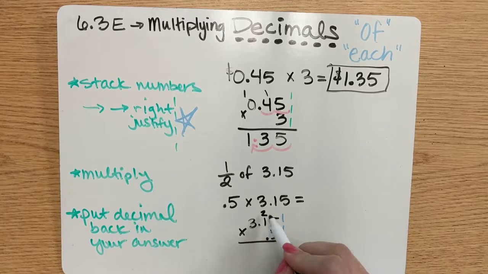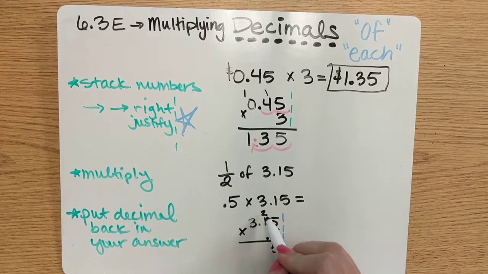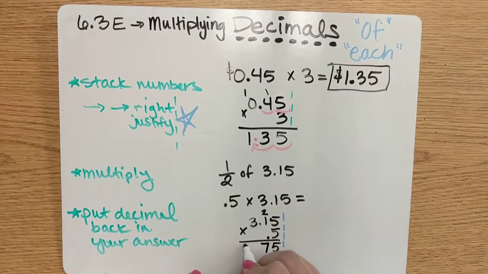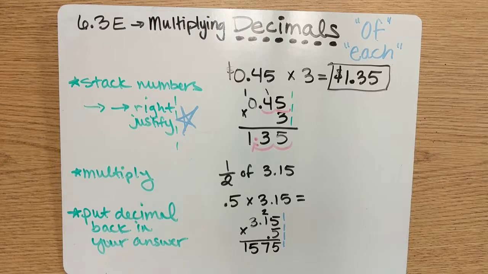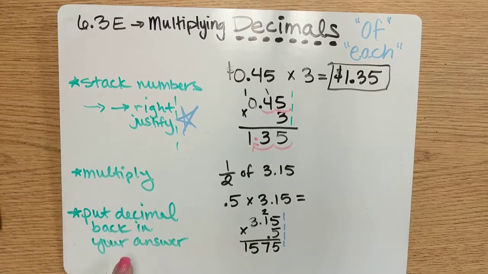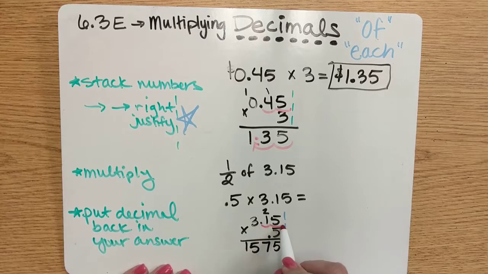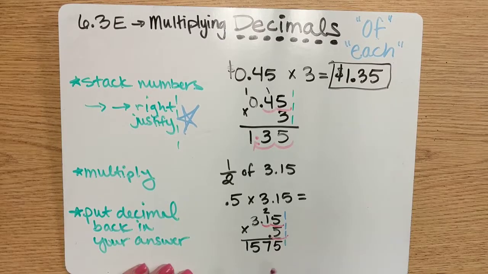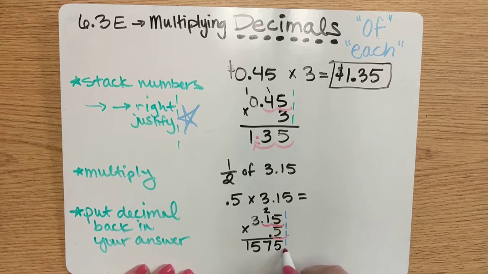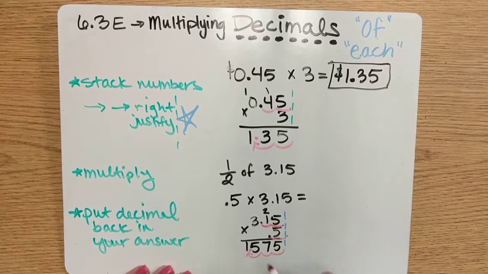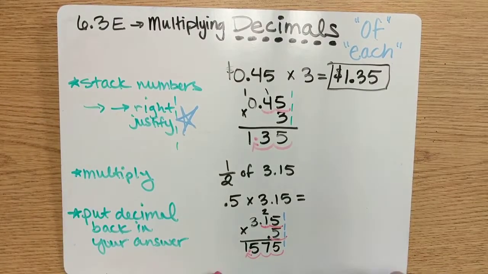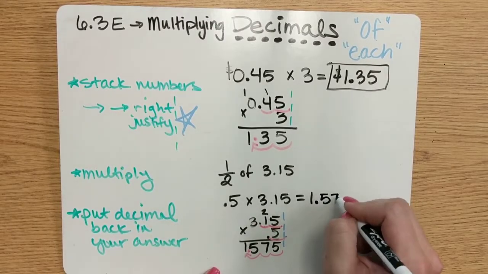5 times 5 is 25, carry the 2, drop the 5. 5 times 1 is 5, plus 2 gets me 7. 5 times 3 is 15. Now, am I done? 1,575? I don't think so. I would not be surprised if they try to trick you and leave this as an answer, but we're not done yet. The last thing we have to do is put our decimal back in our answer. I'm going to look up here and see how many decimal places there were. In the first number we had 2 decimal places, and in the second number we had 1, so that's a total of 3 decimal places. So the decimal goes right there, and now our answer is 1.575.